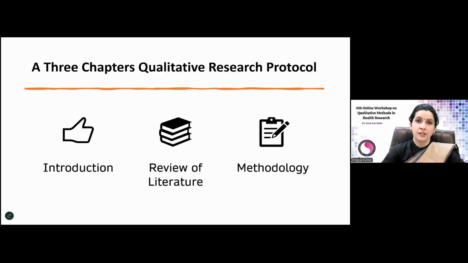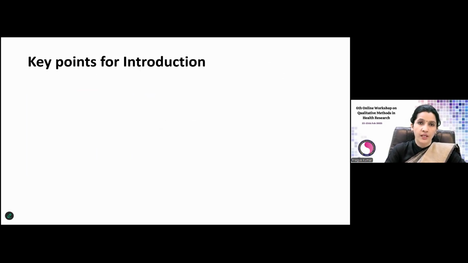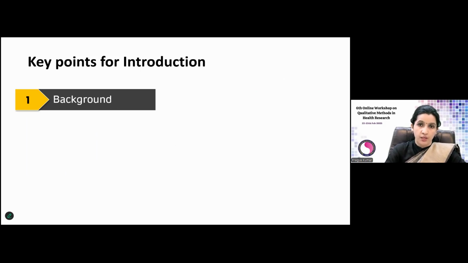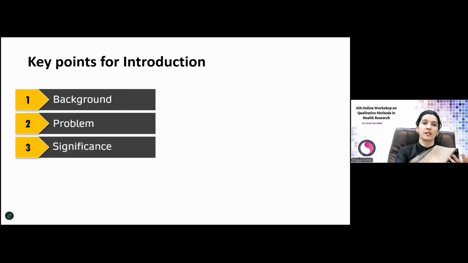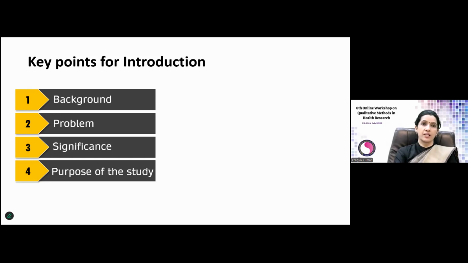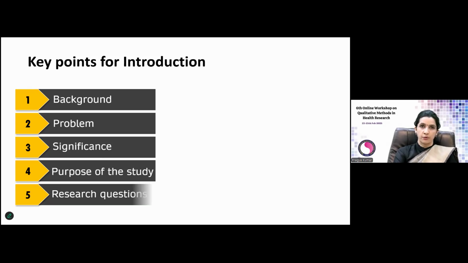Generally in any qualitative research proposal, there are 3 sections: an introduction, a review of literature, and a methodology. We'll start with the introduction. There are a few key points for the introduction, and it is a very important part of your qualitative research proposal. You give the background of your research question, you give the problem, and then you state the significance of your question. And then you write the purpose of your study. We'll discuss these one by one.